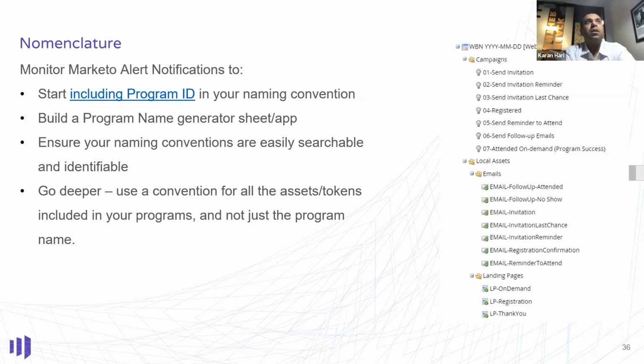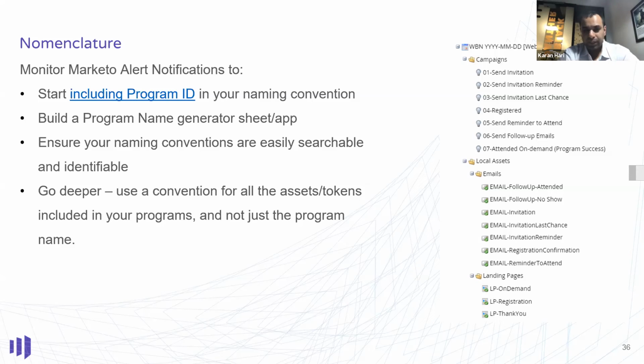In fact, one of the clients at one of my previous companies used a very effective name generation sheet that made it really efficient for them to name programs, name assets, and in fact manage the nomenclature of their entire instance with that one tool. Something like that can really be helpful. Ensure naming conventions are easily searchable and identifiable. We don't want to be spending a lot of time just because we want to search something and we're not able to find it. So that's one of the prime objectives.